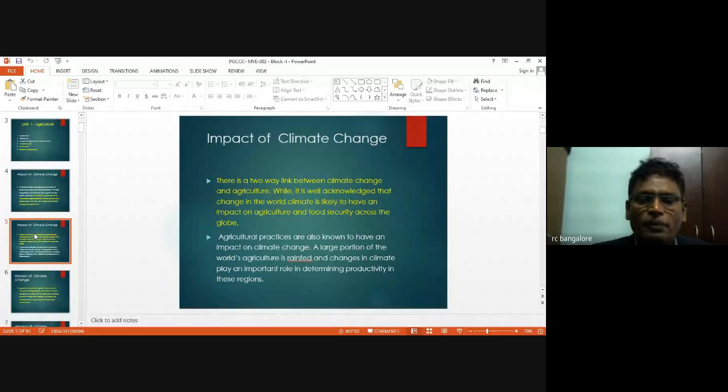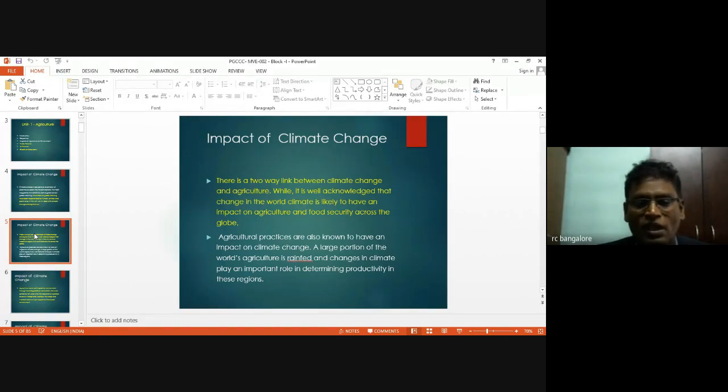There is a two-way link between climate change and agriculture. It is well acknowledged that change in the world climate is likely to have an impact on agriculture and food security across the globe. So it is not the concern of one country or one place or one location. Whatever environmental impact takes place has an adverse effect on agriculture-related activity, agriculture products, and also food security across the globe. Agricultural practices are also known to have an impact on climate change. So here we are looking at the agricultural practices which have an impact on climate change.